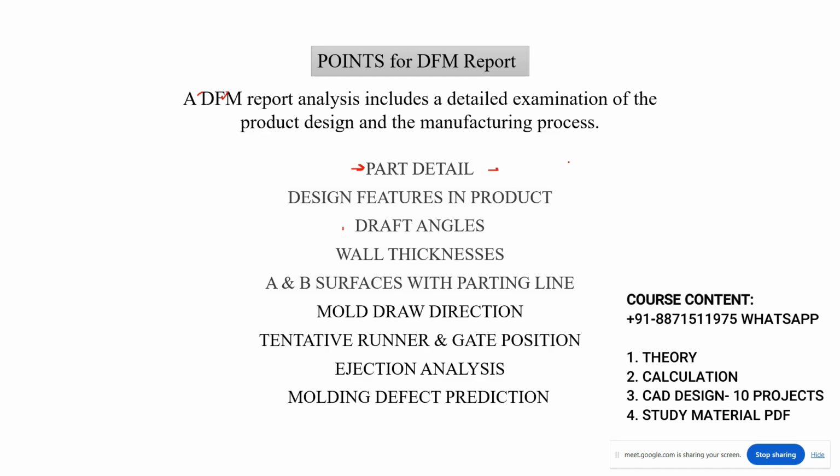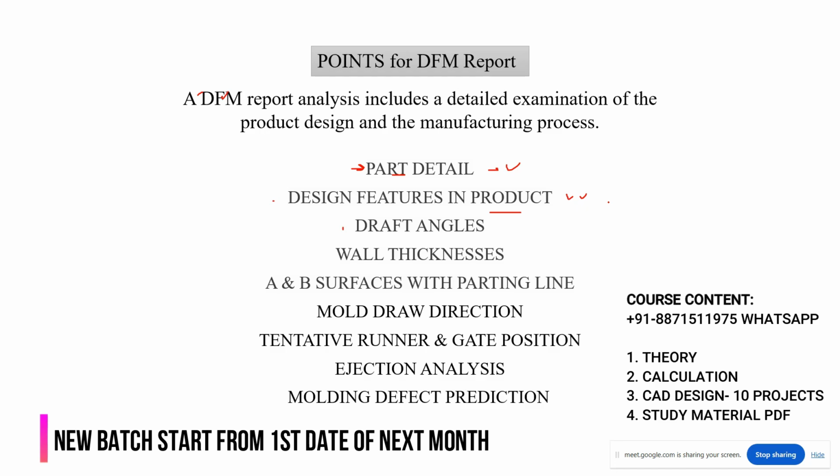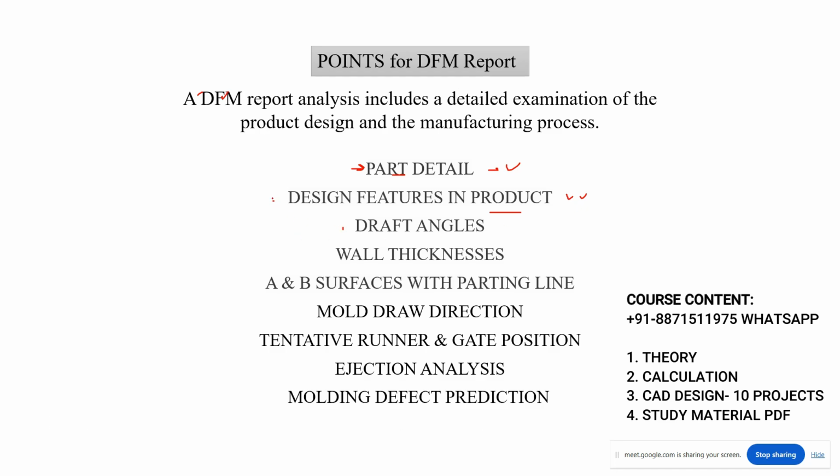If we are adding a few GF material in order to increase the viscosity of the plastic, we have to mention that in the part detail, right? Design features in the product like external or internal undercut, as I told you, right? Any type of undercuts or any type of features or areas which are difficult for the ejection, we have to mention that in the DFM, right?